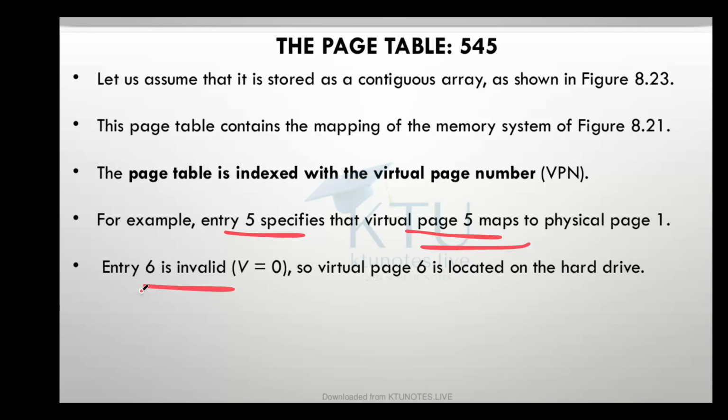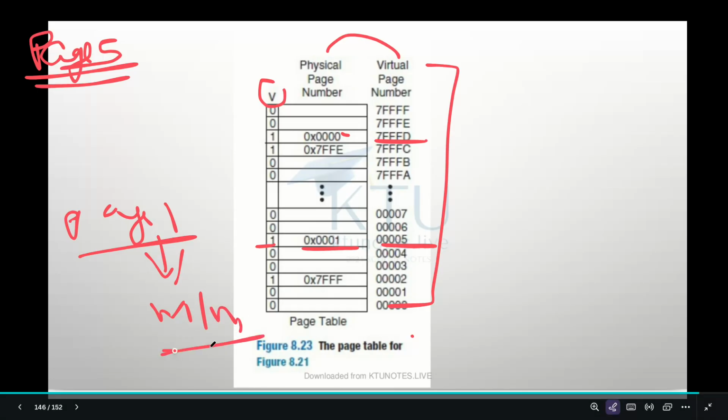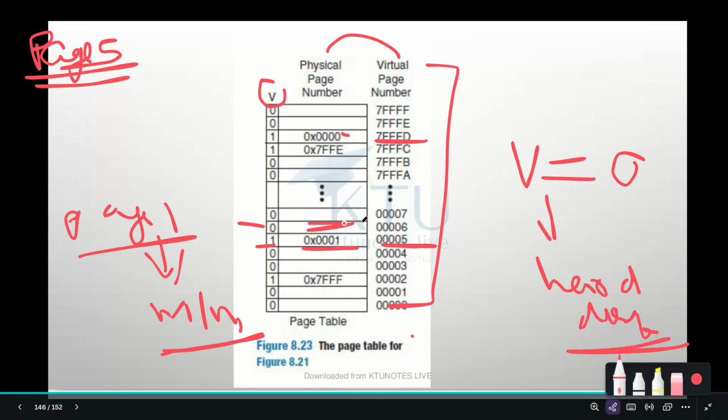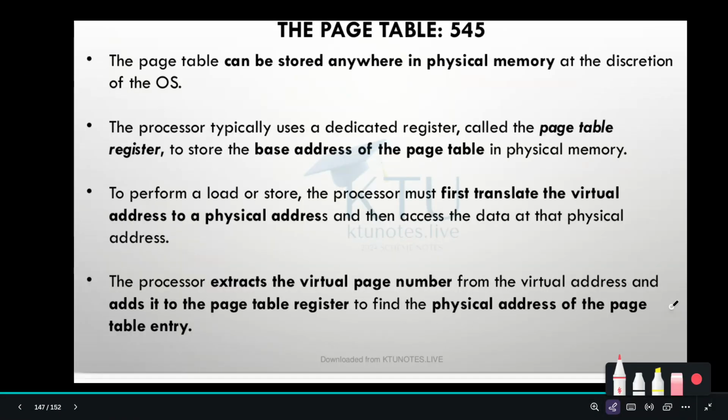If the valid bit of entry 6 is 0, then this virtual page 6 is located on the hard drive. Here valid bit 1 means this page 1 is there in our main memory itself. But here, if you see, this entry 6's valid bit is 0. Valid bit 0 means it is present in the hard disk. That is why there is no page number given, because it is present in our hard drive. Understood?